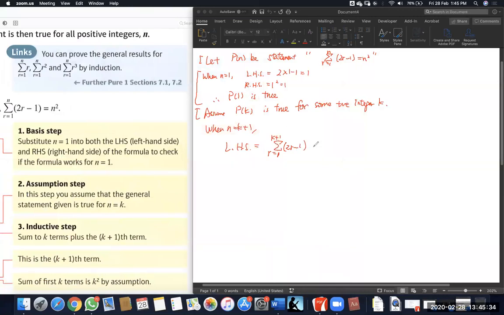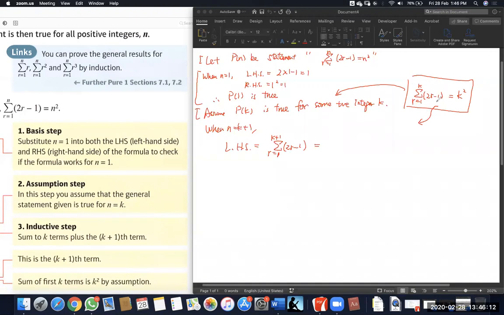And then now you need to use the result of this one. Assume Pk is true. So I just write it down again here, but you need not write this down in the exam. That's what you assume to be true for some integer k. So for this part, how can you make use of this formula here?